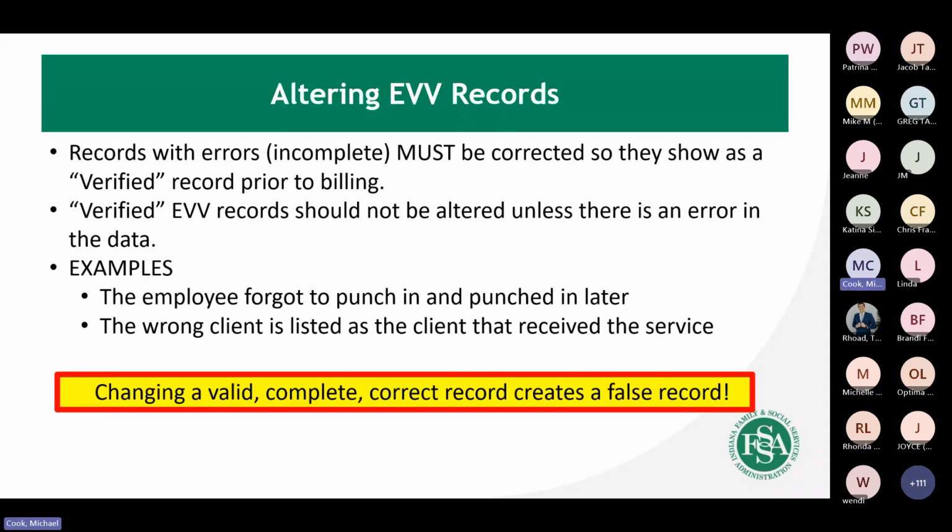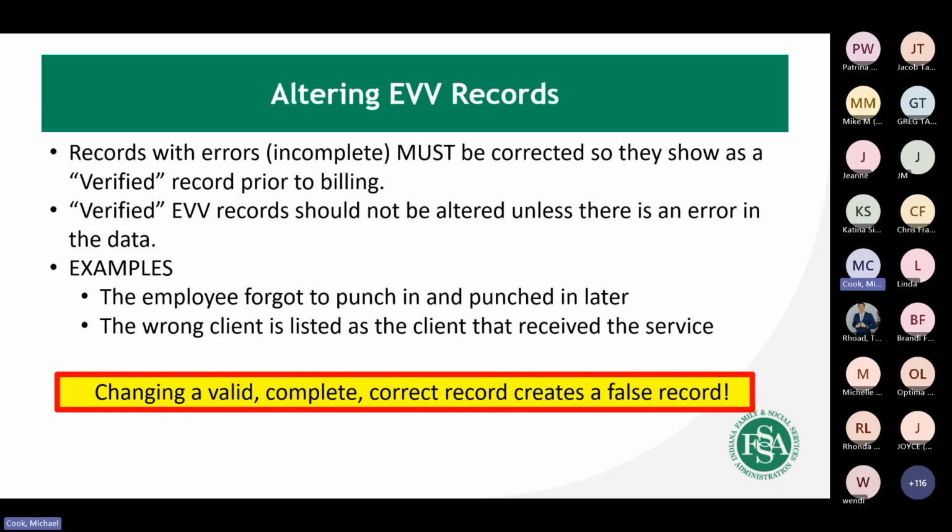However, we strongly encourage you as a reminder that changing a valid, complete, or correct record creates a false record. Now, the reason we bring that up, if you're clocking in and clocking out and you happen to go back and adjust the clock in and clock out time, it's really only meant as an emergency basis, as these examples indicate. So for instance, if an employee forgot to clock out at the end of the visit, or if they forgot to clock in at the beginning of the visit, you can go back into those records and amend those so that you have the correct clock in and clock out time.